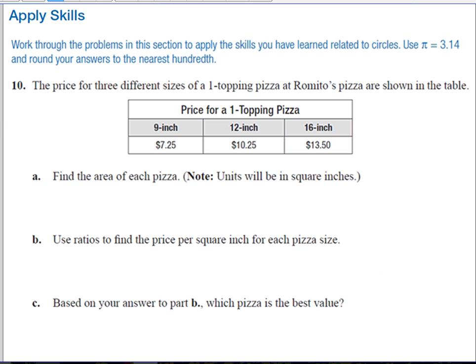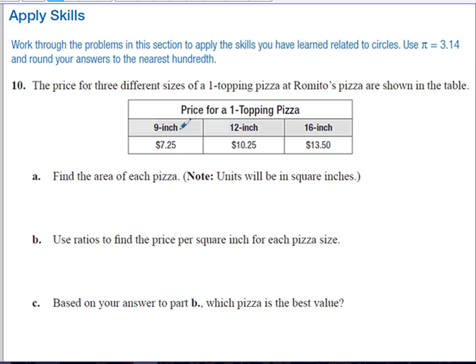Okay, let's look at examples. The price for 3 different pizzas are shown in the table below. We have a 9-inch pizza, a 12-inch pizza, and a 16-inch pizza. First, we're going to find the area. Now, it's important to note that when they talk about the size of a pizza, they're talking about the diameter.